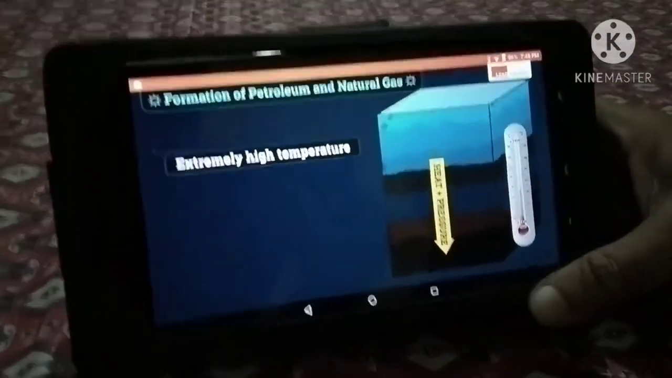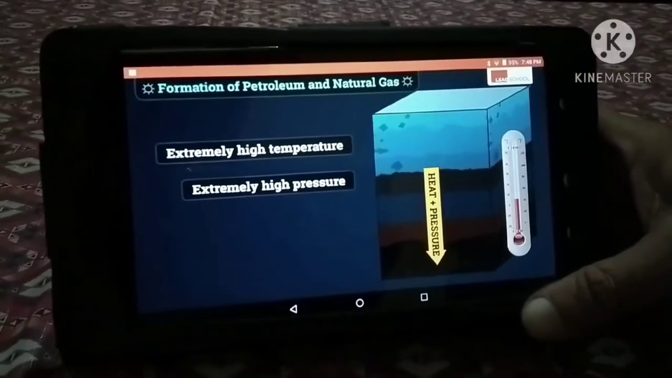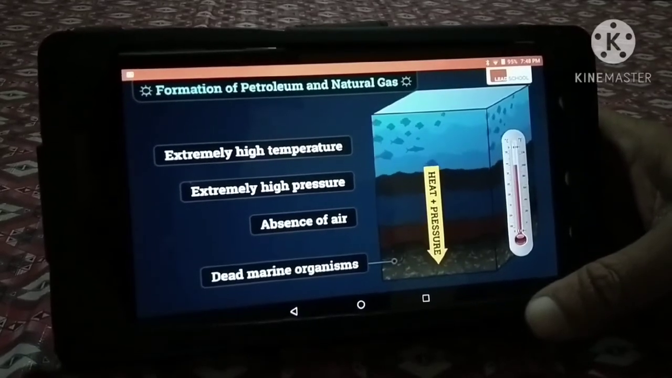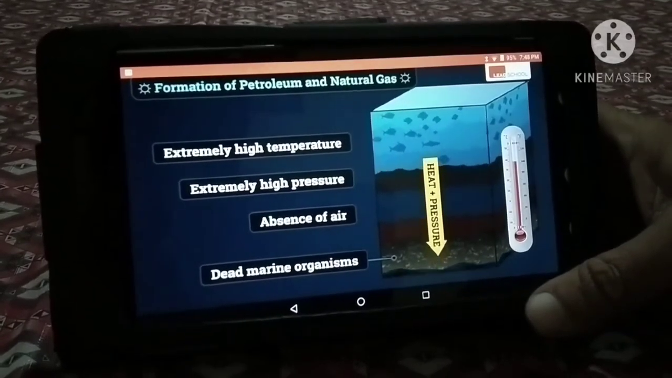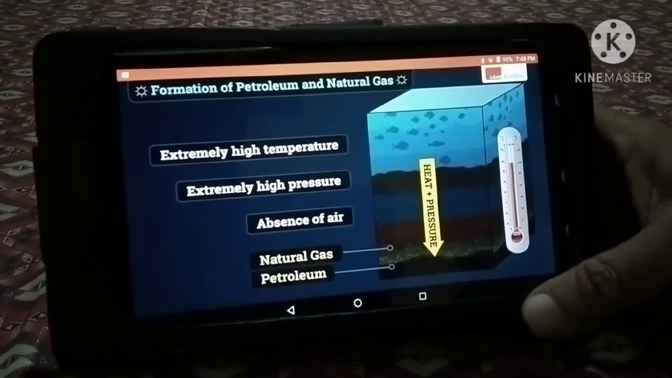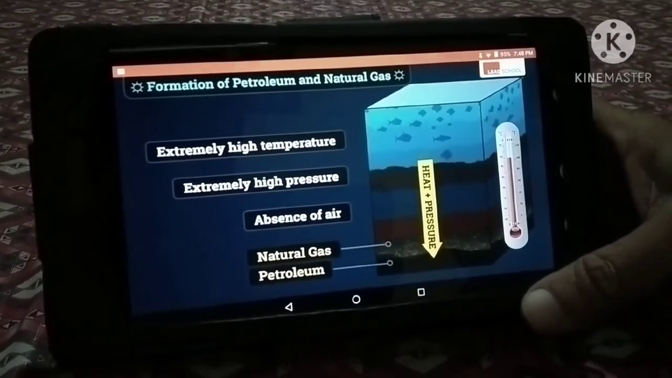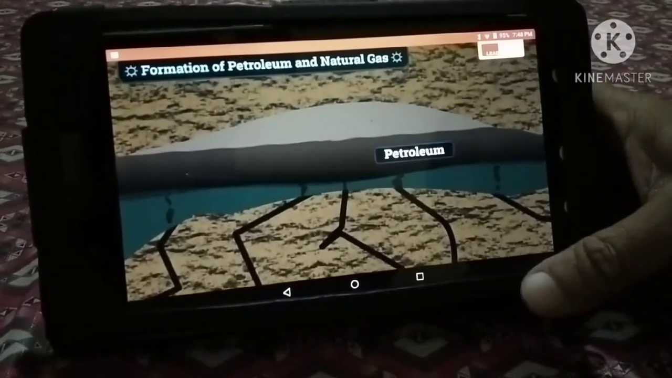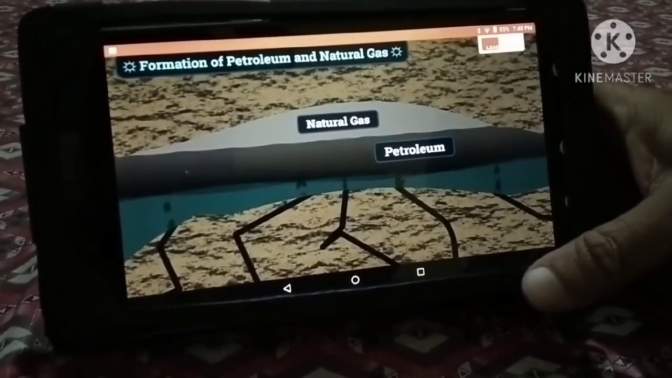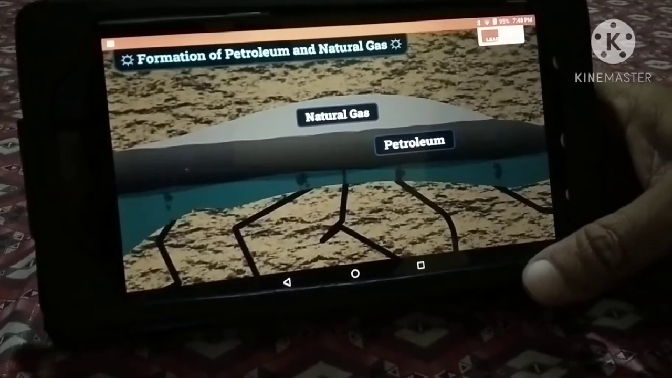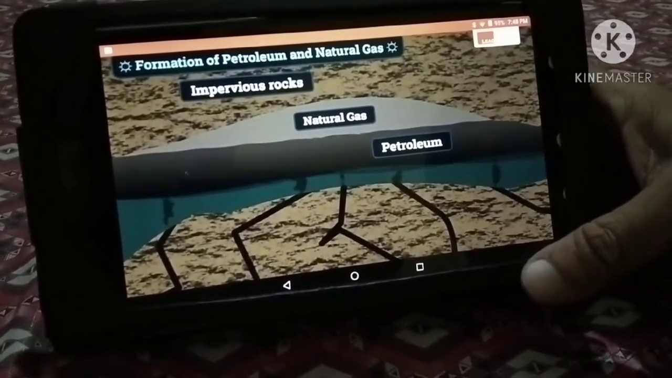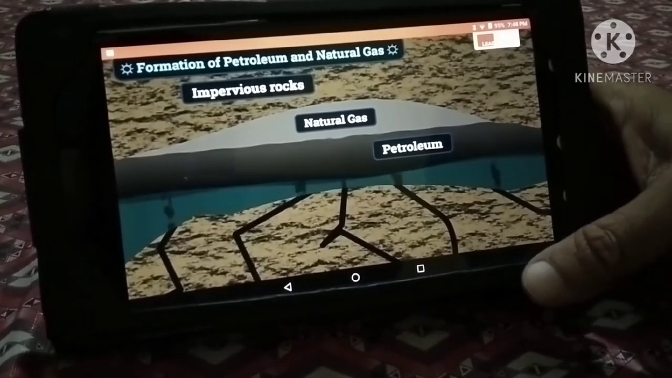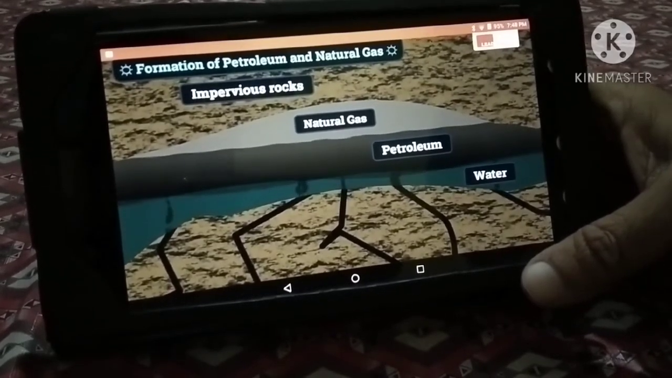Under extremely high temperature and pressure, and in the absence of air, these dead marine organisms got converted into petroleum and natural gas. Petroleum and natural gas can be found in reservoirs beneath layers of impervious rocks. In such reservoirs, petroleum and natural gas float on top of the water as they are lighter.